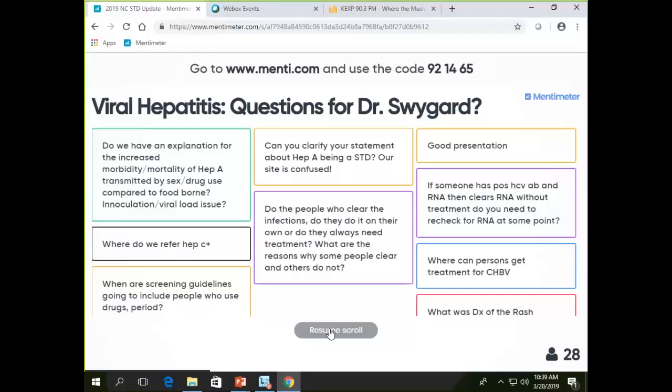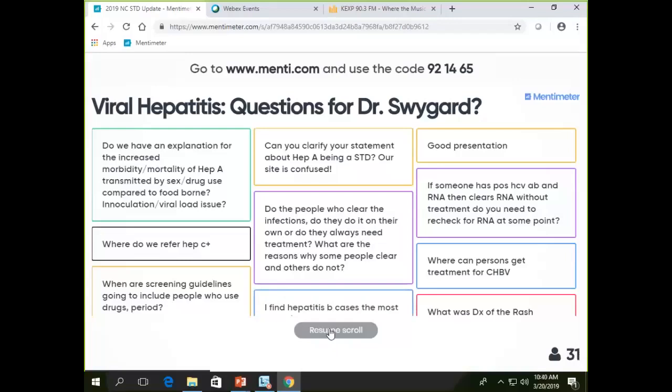Right, yes. I think I just tried to answer that one. If somebody clears RNA without treatment, if they have ongoing risk factors, rescreen them every 6 to 12 months, depending on what's going on with those ongoing risk factors. Certainly if they come in and they have some elevated LFTs or they look like they're acutely infected. With hepatitis C, you don't develop immunity. So it is possible to get reinfected. If somebody is infected and they cleared on their own, there is the chance of reinfection.